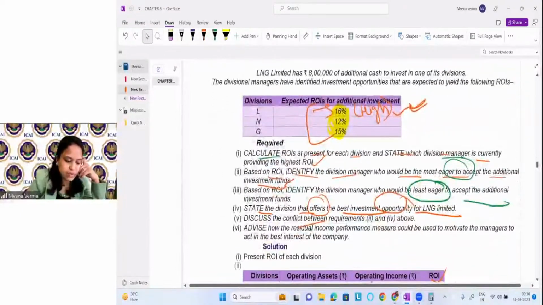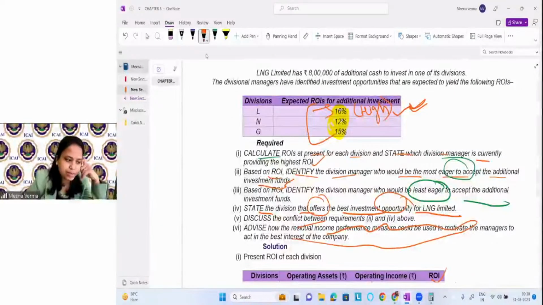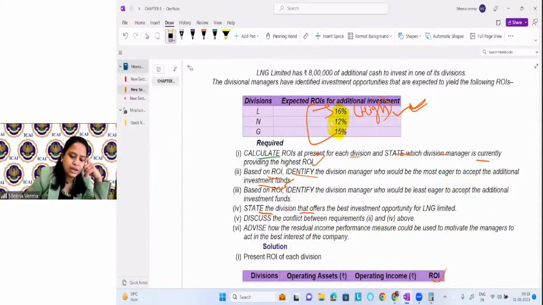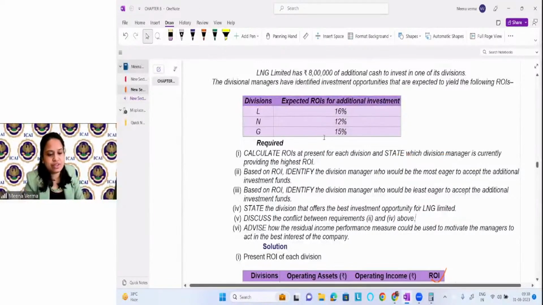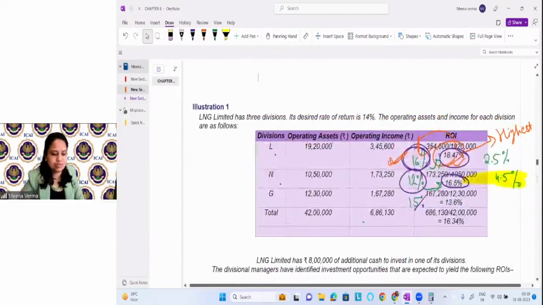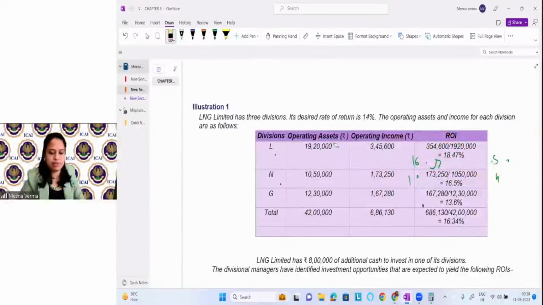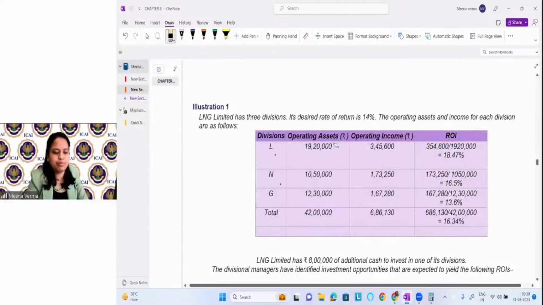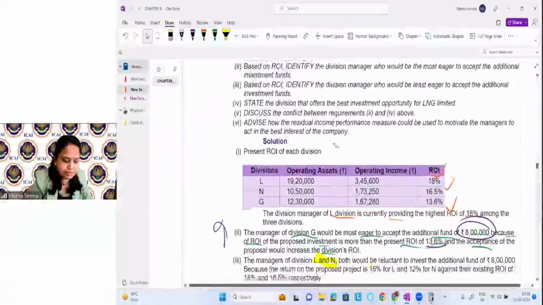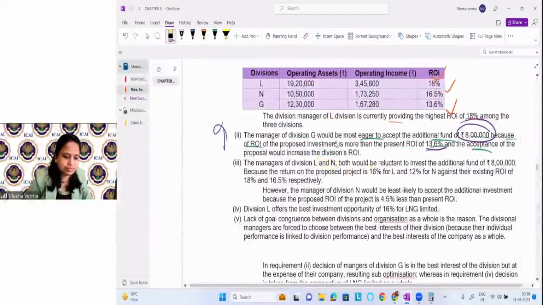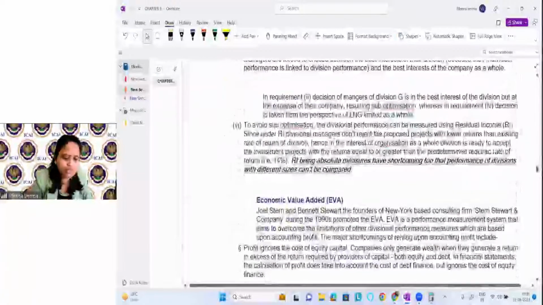And the last one is advise how residual income performance measure could be used to motivate the manager. Okay. Now you can see, you can answer it. You can apply the residual income method if the size is comparable. Okay. If the investment is comparable, you can apply residual income. Assets having comparable investment, you can follow the residual income method here. Okay, so this is how you have to answer. You can see it is such a simple question.